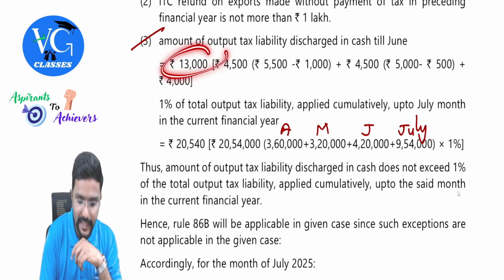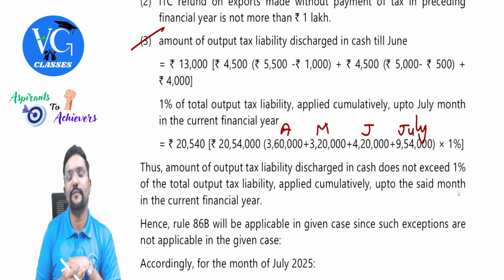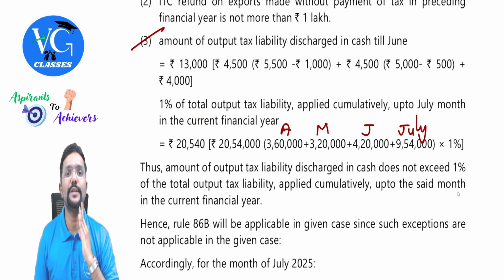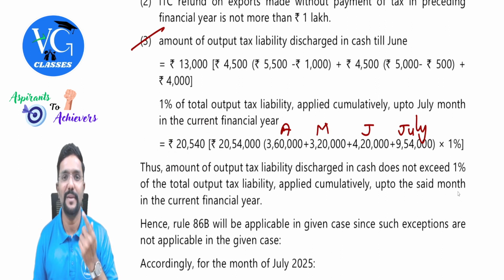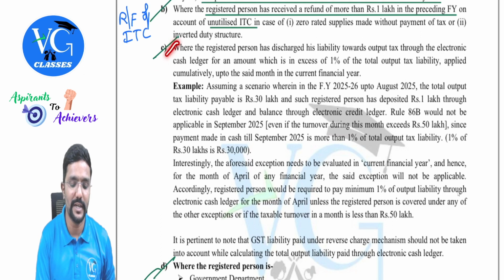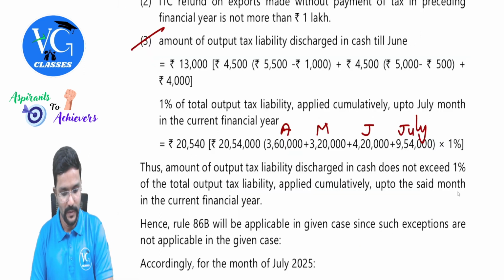Okay, sir. 13,000 is paid. So 13,000 is less than 20,540. That means less than 1% of output tax is paid through cash ledger. So that means Rule 86B is applicable? Yes. So even this exception is not covered in the given case.